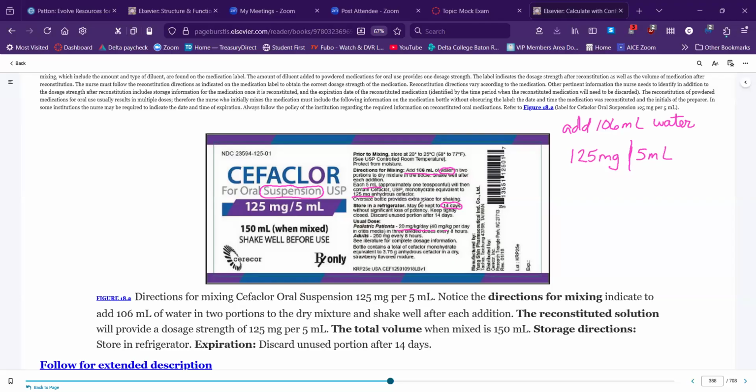So after I add this 106 mL to this powder, because this bottle has powder in it, and reconstitution just means I'm adding something to that powder to mix it into a suspension or whatever it's going to be. Once I add this 106, then the whole bottle is going to have 150 milliliters. So let me ask you this. How is that bottle gonna now have 150 milliliters if I only put in 106?